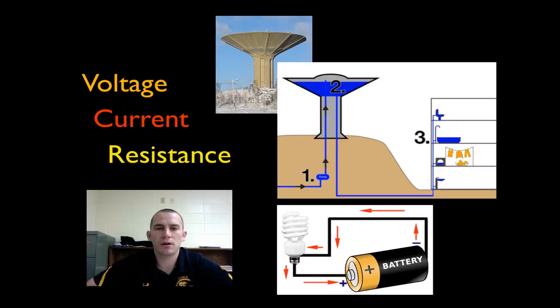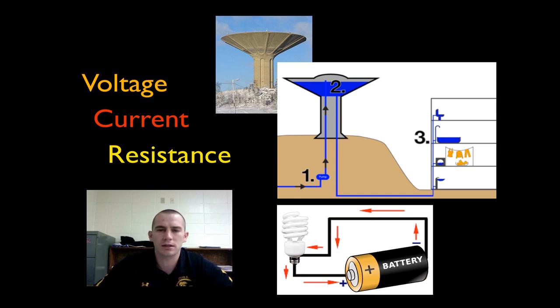Hey, this is Mr. Boggs, and today we're going to talk about voltage, current, and resistance. All of these things can be found in electrical circuits, but since you can't really see electricity, it's kind of hard to understand how that works. To explain that, I have an analogy that I'm going to use, comparing how the water in a water tower works to a circuit.